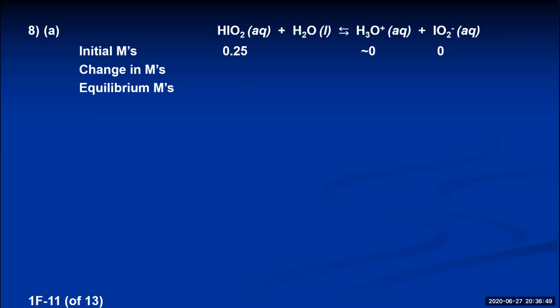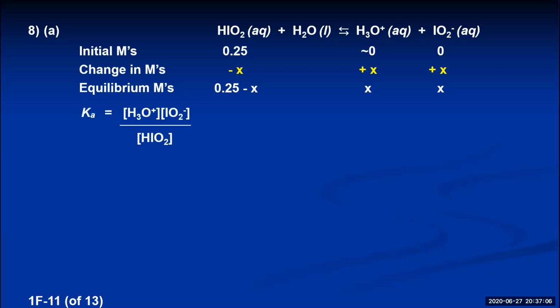The change would be an unknown amount because it's a weak acid, so we'd say minus X and then plus X and plus X. Equilibrium molarities would be 0.25 minus X, X and X. And those are all related to the equilibrium constant, the Ka, through the Ka expression.